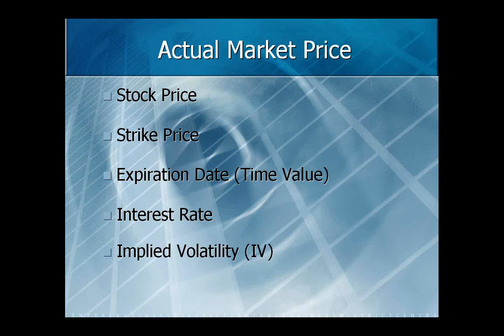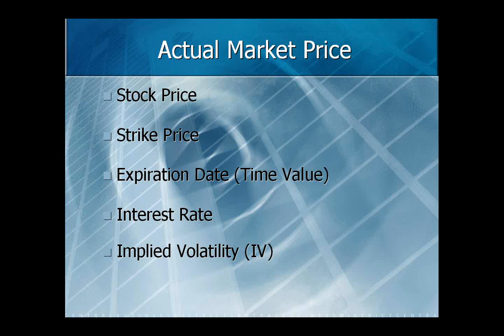Before I was talking about the fair market value. Fair market value consisted of the same fundamentals: stock price, strike price, expiration date, interest rate. But the actual market price that you see, the price that fluctuates day to day and even throughout the day, is different than the fair market value only due to implied volatility. That's the only factor in pricing an option premium that changes. What's that future expectation of volatility?